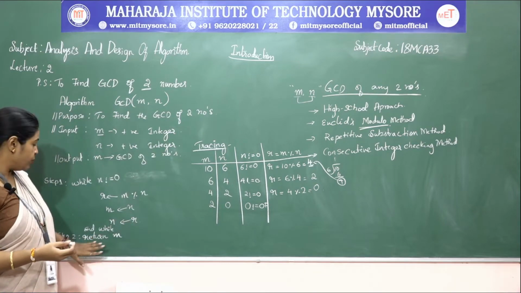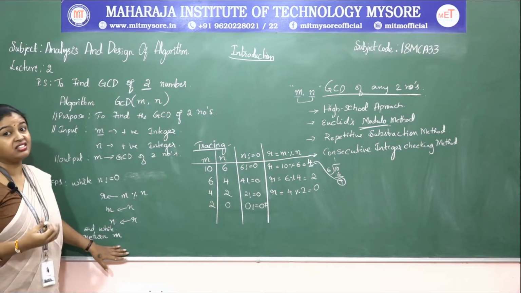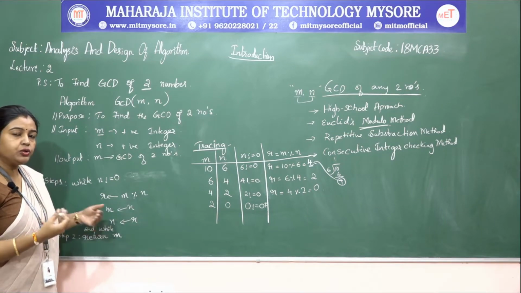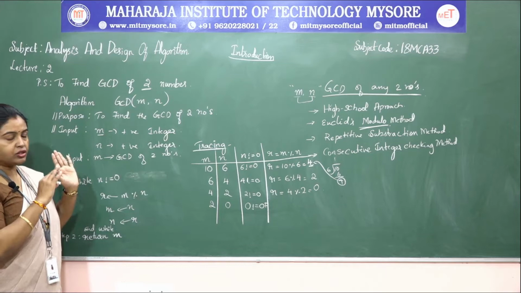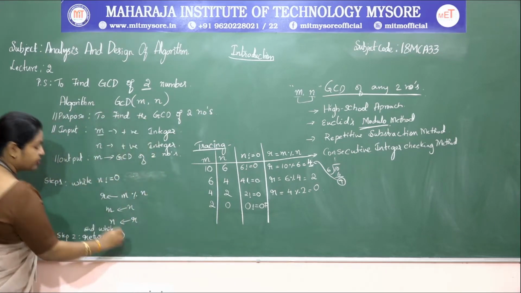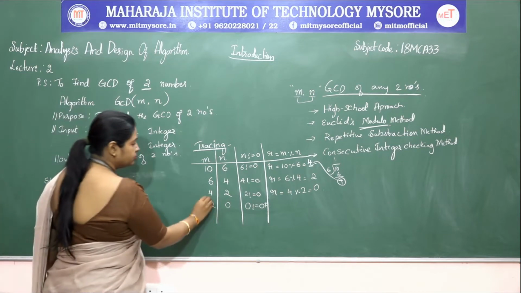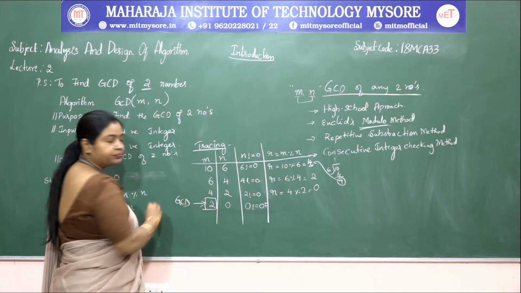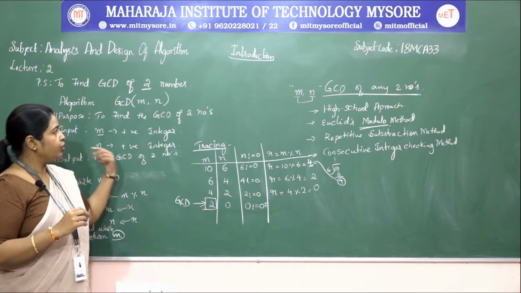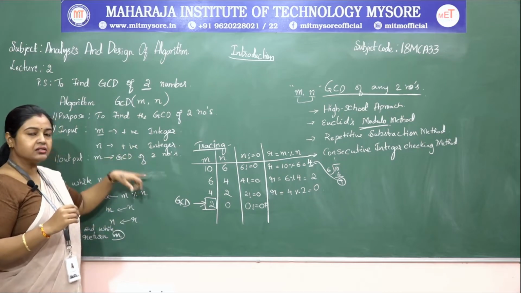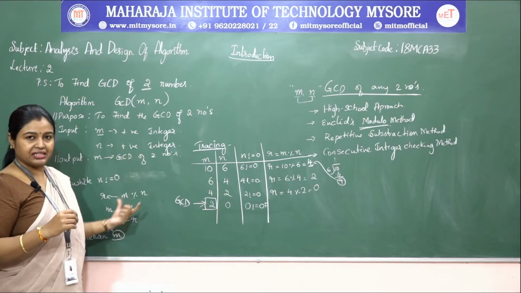In step 2, we have a return m. That is the termination condition we have written. Here we are going to return the value to the called function. We are returning m, and the m value is nothing but your GCD. So in order to find out the GCD of two numbers using Euclid's modulo method, these are the steps.